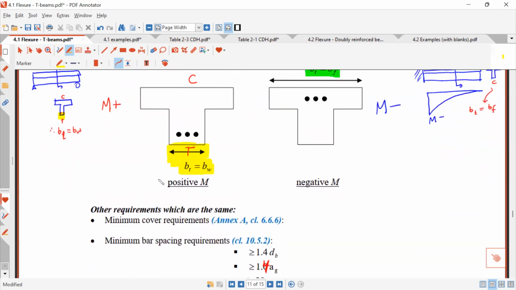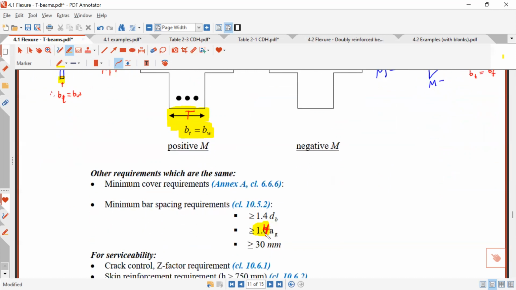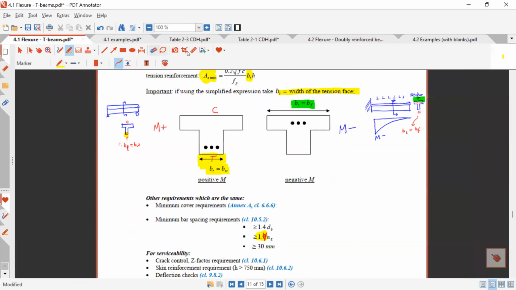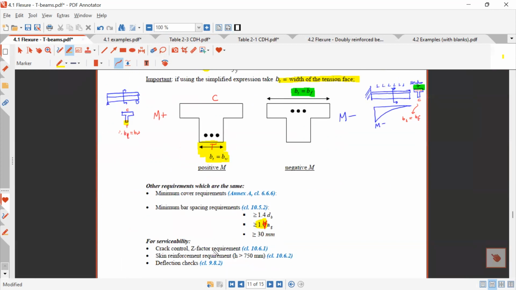There are other requirements which are the same. You have the minimum cover requirement. You have the minimum bar spacing. Just correct this here. It's 1.4 AG here, like we saw before. So that's exactly the same. Okay, and then you have this 30 millimeter, and then you also have the Z factor requirement, the skin reinforcement, and deflection checks. All that would be the same as rectangular beams.